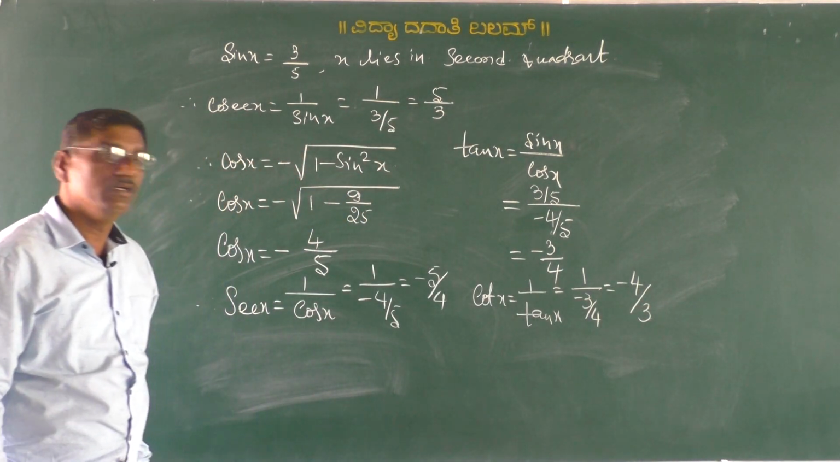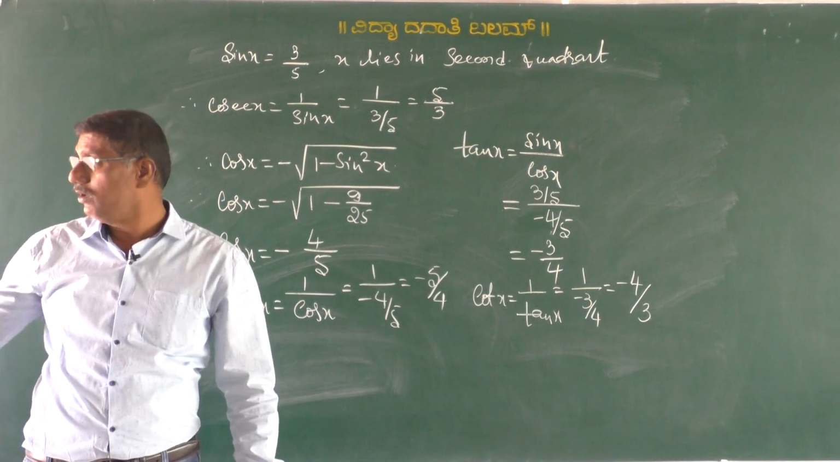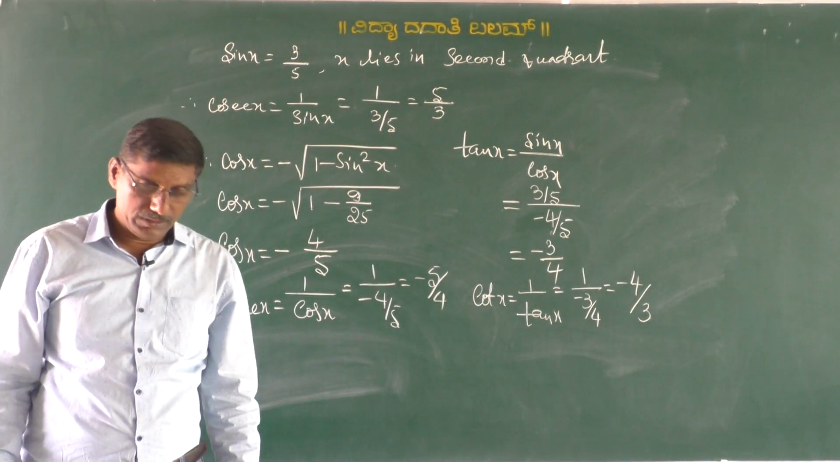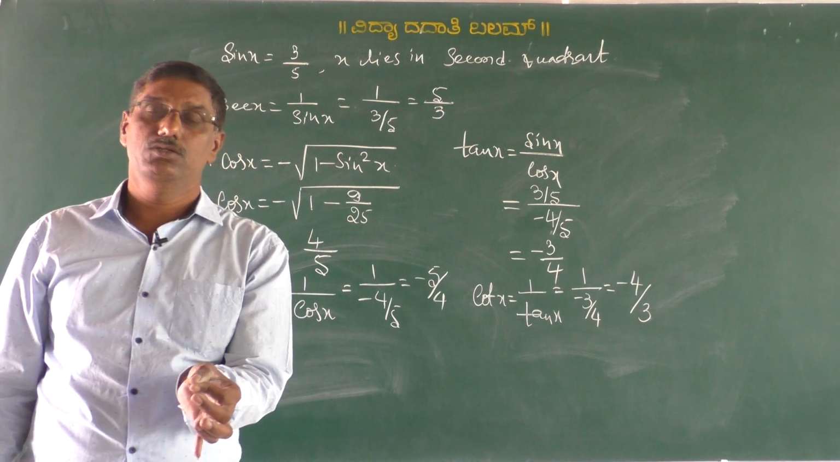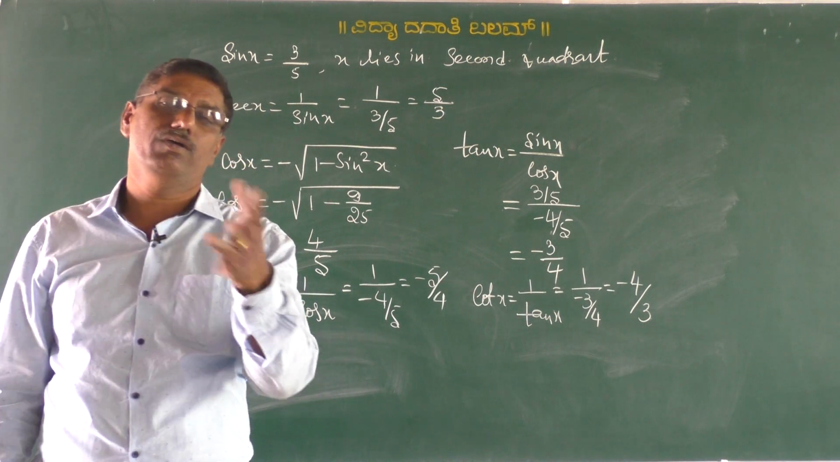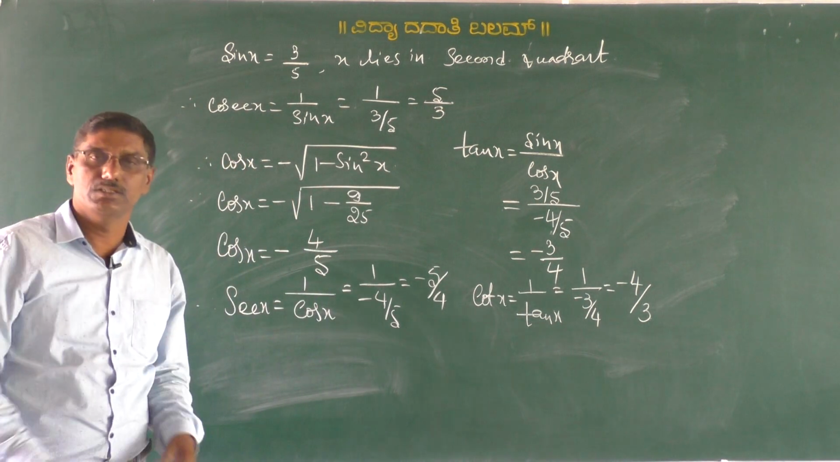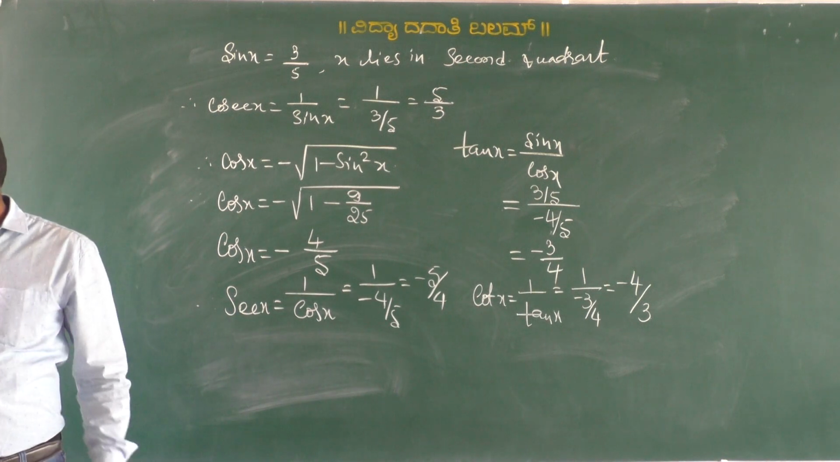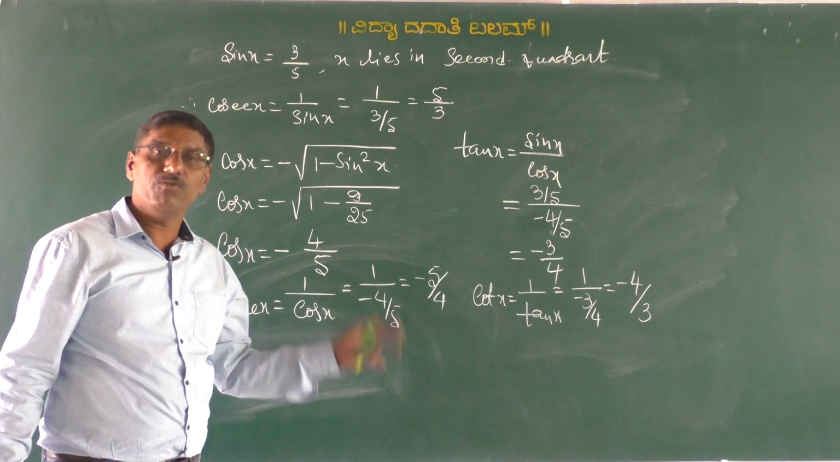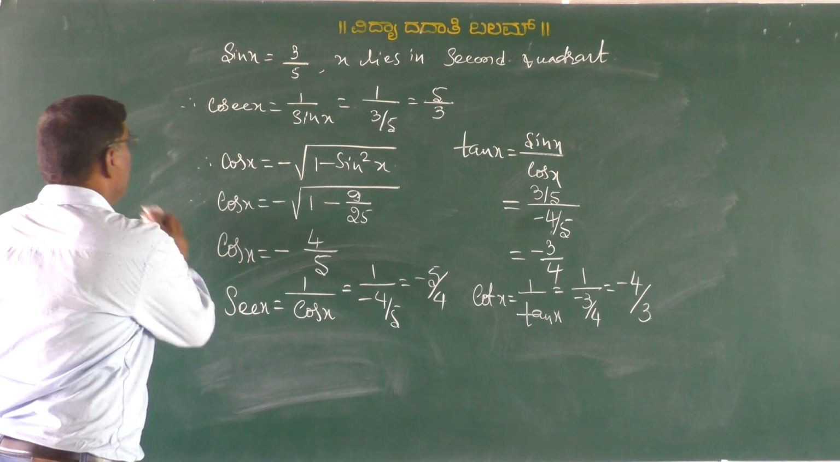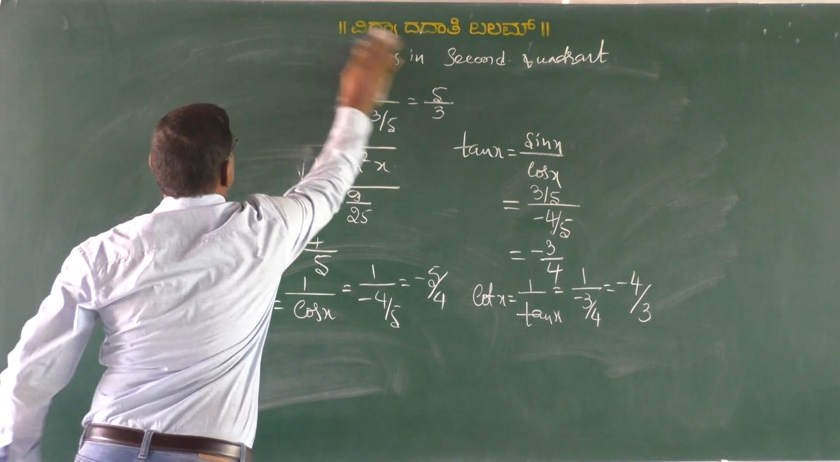Minus 4 by 3. This is the method we have to follow to express one of the given trigonometric functions using the remaining 5 trigonometric functions. This is one method of the problems. The remaining problems we have to do. Next, we have to move to another method of problems.